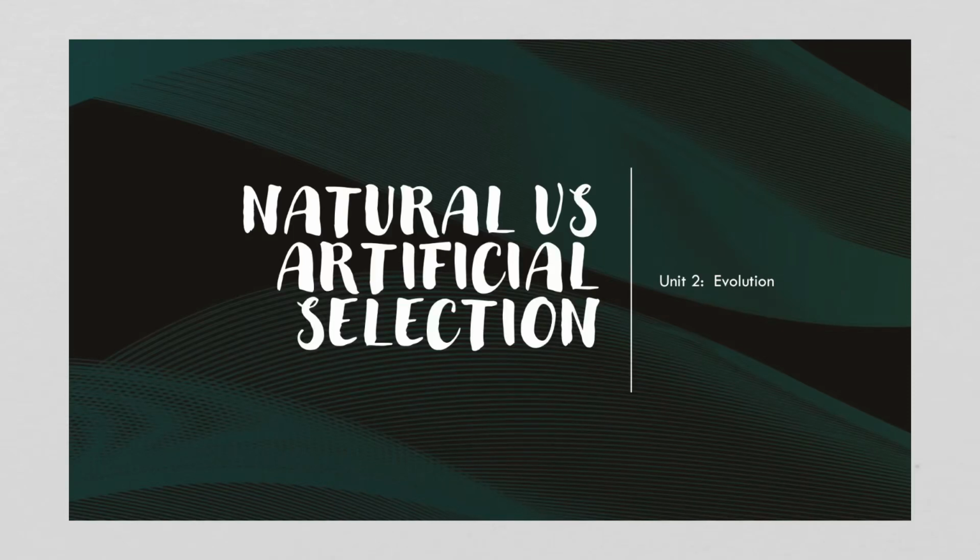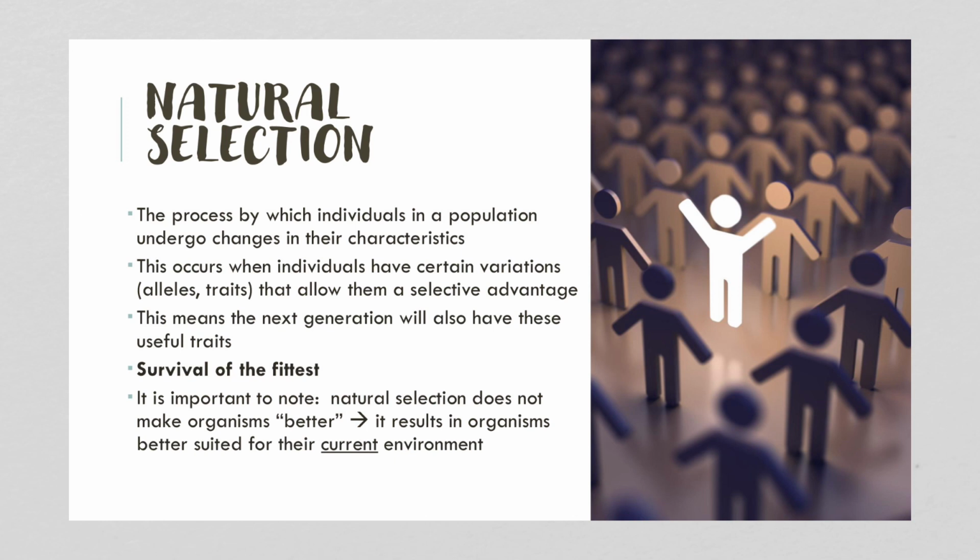In this video, we're going to talk about natural versus artificial selection. So natural selection is the process by which individuals in a population undergo changes in their characteristics. This occurs when individuals have certain variations, certain alleles or traits that give them a selective advantage. It means that the next generation will also have these useful traits.